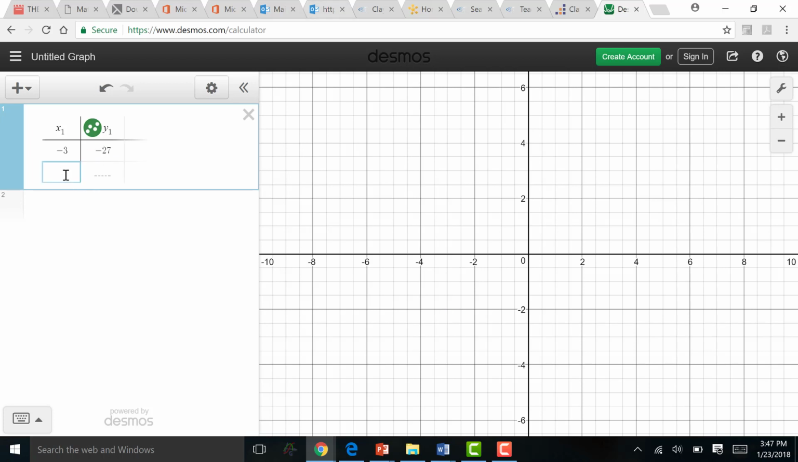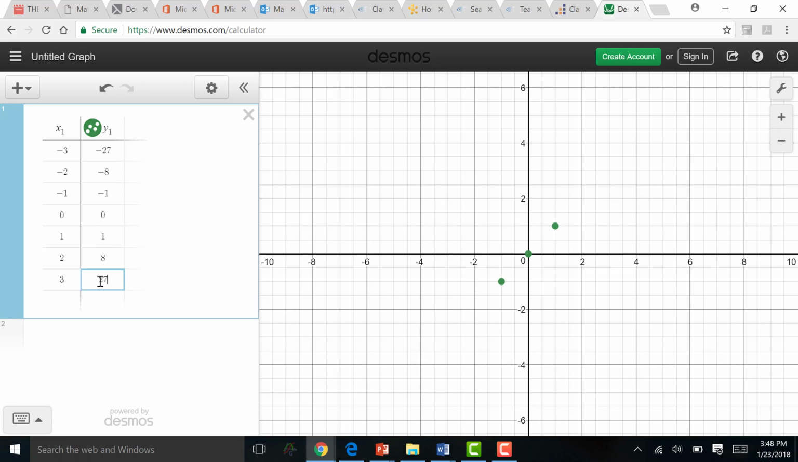If you tab down or cursor down, it'll get you to the next slot in your table. So I got -2 to the third power, you said was -8, -1 to the third power is -1. 0 to the third power is 0. 1 to the third power is 1. And 2 to the third power is 8. And 3 to the third power is 27. Alrighty? So you just put all your values.